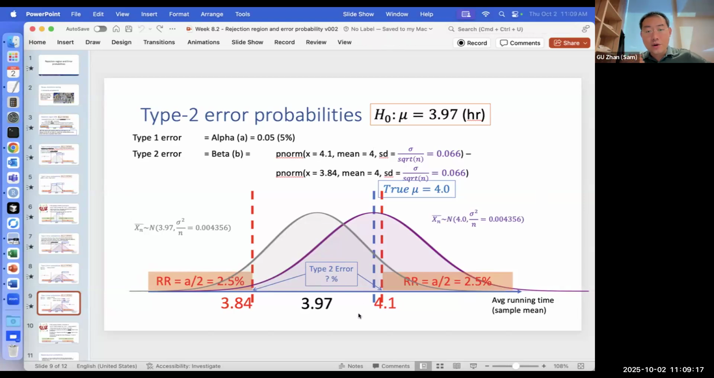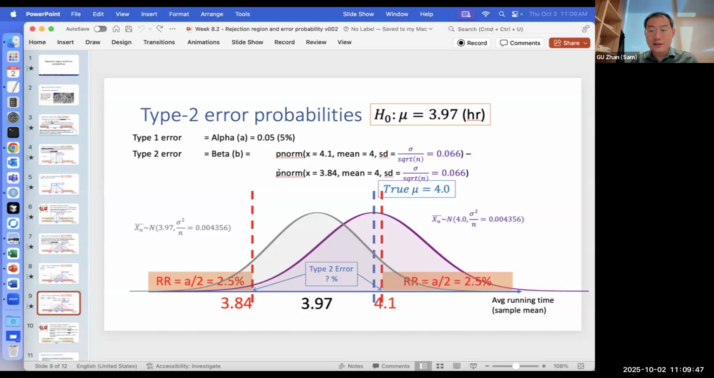Then my question here: where is your type 1 error? Your type 1 error is the rejection region's area of the gray curve. So the rejection region is 2.5% plus 2.5%. This is actually what you define here. So with a certain type 1 error, we want to calculate what the type 2 error is.